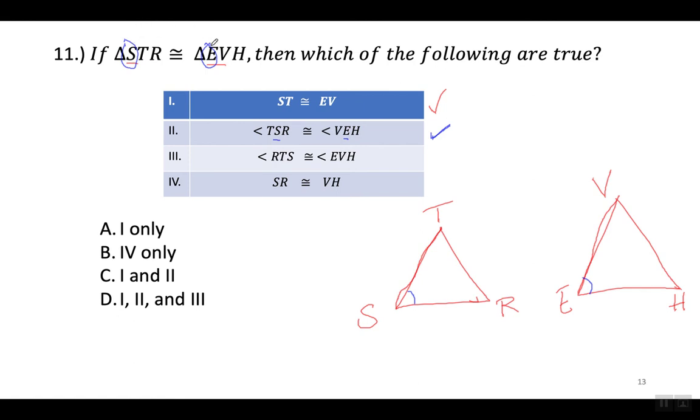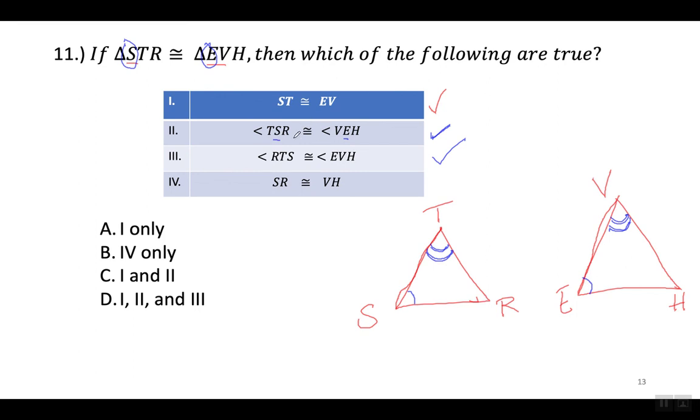Alright, the third one is the only one that's a little bit tricky, because it says angle RTS. RTS is this one right here. I'm going to put 2 lines to differentiate from this one, okay? Angle RTS is this one right here. RTS is congruent to angle EVH. Yes, that one's correct. Again, I put 2 lines to differentiate between this angle.